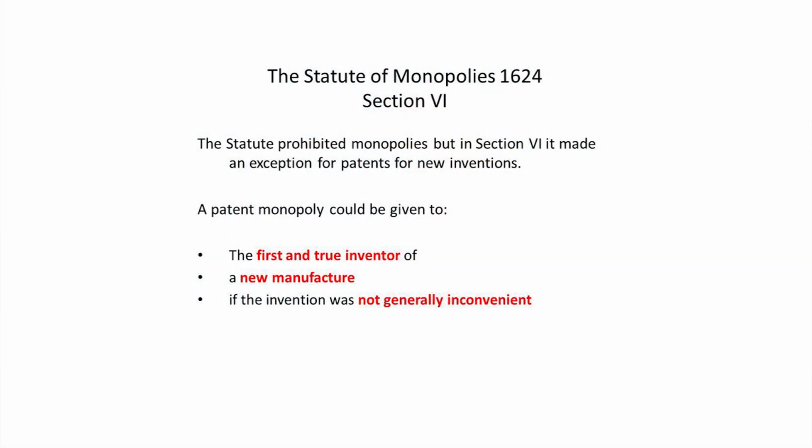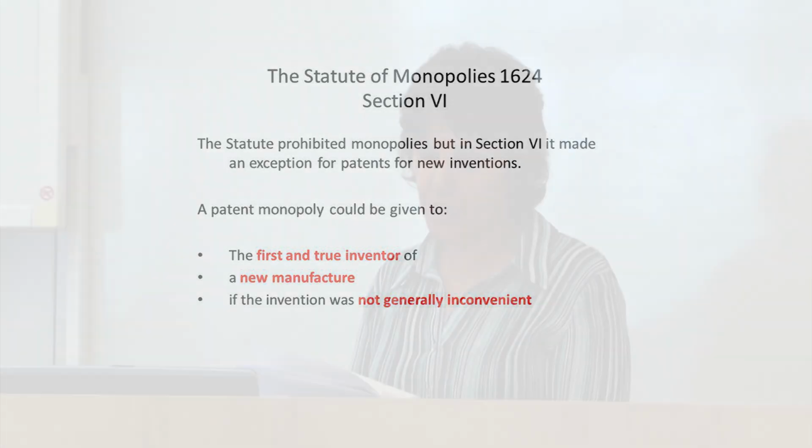Now, the Statute of Monopolies, as its name suggests, was primarily concerned with monopolies. Patents for new inventions formed one of the exceptions to that general prohibition on monopolies. The first and true inventor could be awarded a patent as long as the invention was for a new manufacture, and one of the provisions was not generally inconvenient. So to be patentable, an invention had to be a manufacture. But what was the meaning of the term manufacture in the Statute of Monopolies? And it was that issue which would bring a lot of diverse judicial opinion to the fore.